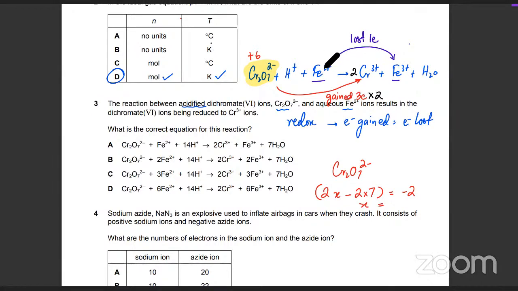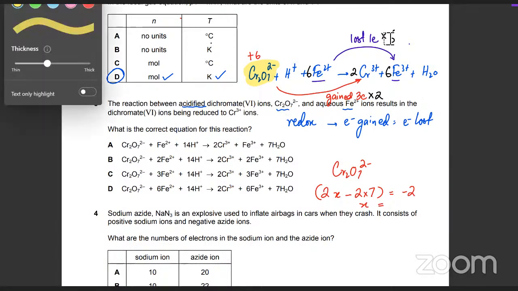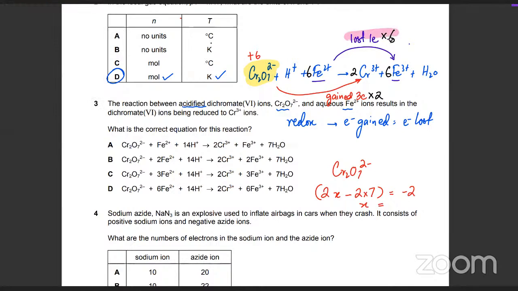Now Fe must be losing 6 electrons, but right now it's losing just 1 electron. So I'll multiply that by 6. And if I multiply it by 6, now the number of electrons gained and lost are equal. Okay, now the electrons lost and the electrons gained are exactly the same. Is this clear? Yes, sir.